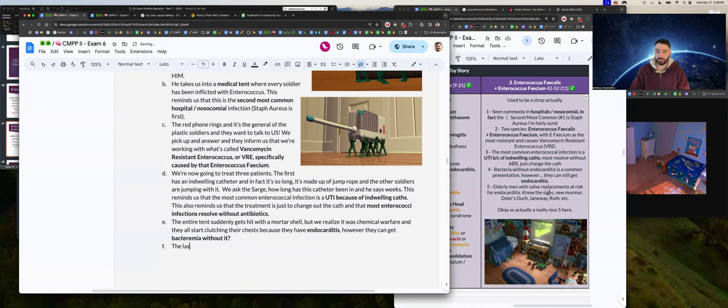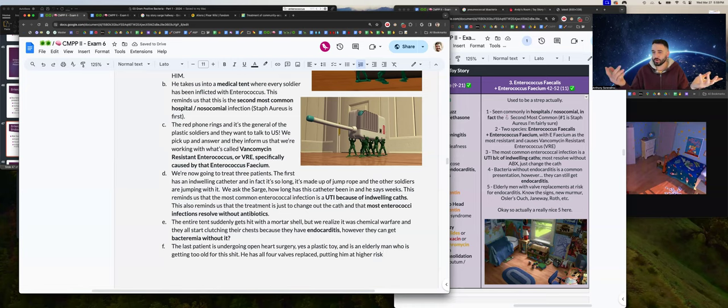Okay. The last patient is undergoing open heart surgery. Yes, a plastic toy. And is an elderly man who was getting too old for this shit. He has all four valves replaced, putting him at a higher risk.